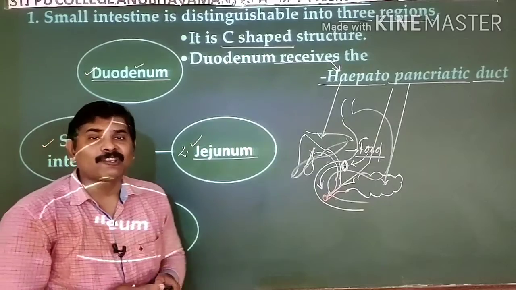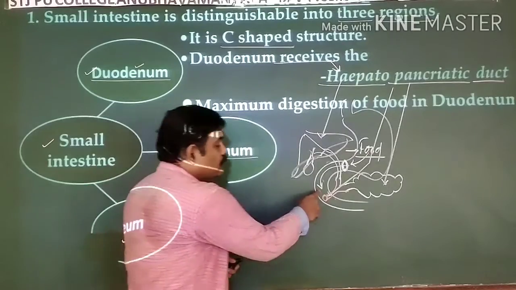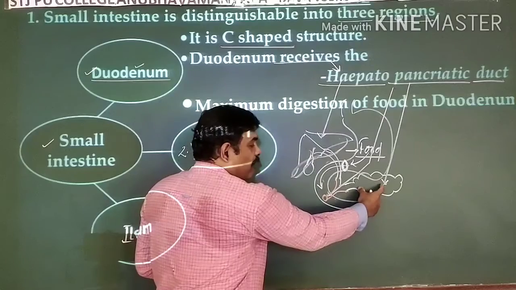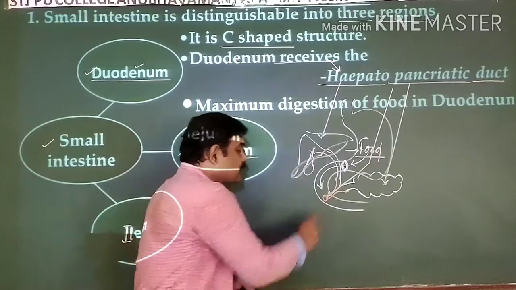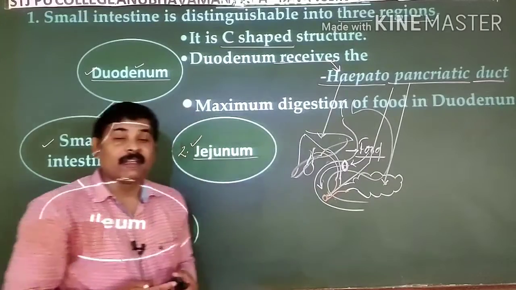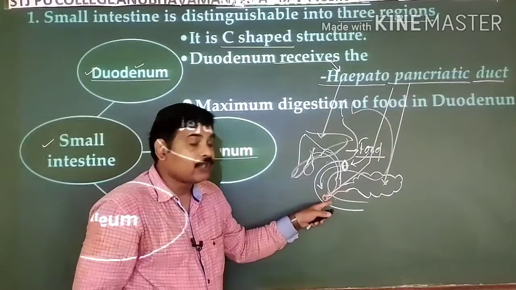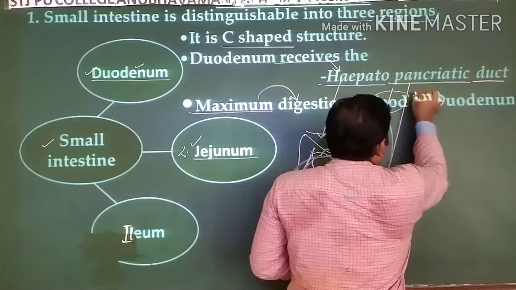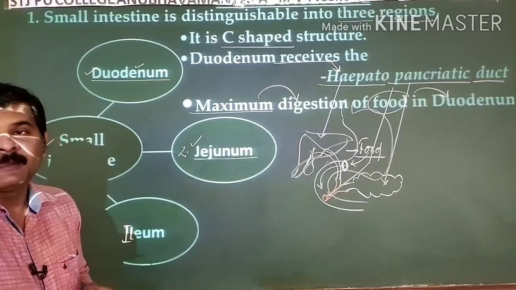Thereafter, the maximum digestion of your food material takes place in your duodenum itself, because it receives the partially digested food present in your stomach, and most of the digestive enzymes from the pancreas are also received here. It is also a part of your small intestine, the beginning part of your small intestine, where it also releases certain enzymes. So the maximum number of enzymes are released into this part, so that the maximum digestion of food takes place in your duodenum. That you have to remember, an important point, right?